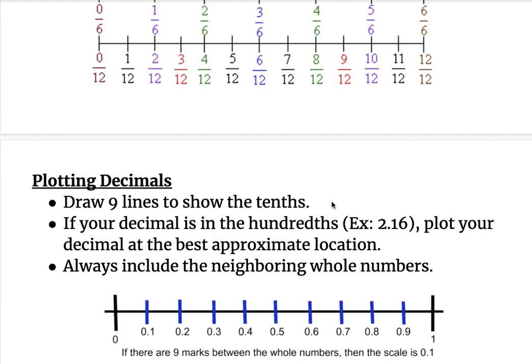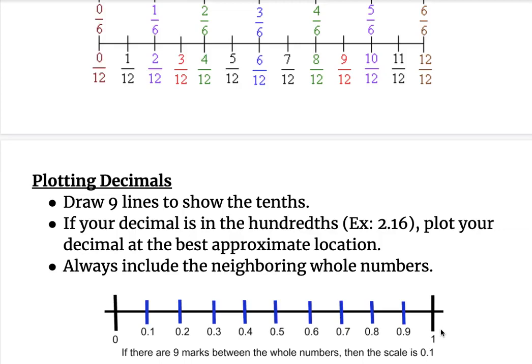So for drawing tenths, you are going to draw 9 lines in between to mark off each tenth. So there are 9 marks between the whole numbers. And the scale would be 0.1, 0.2, 0.3, 0.4, 0.5, 0.6, 0.7, 0.8, 0.9. And then we have the 1.